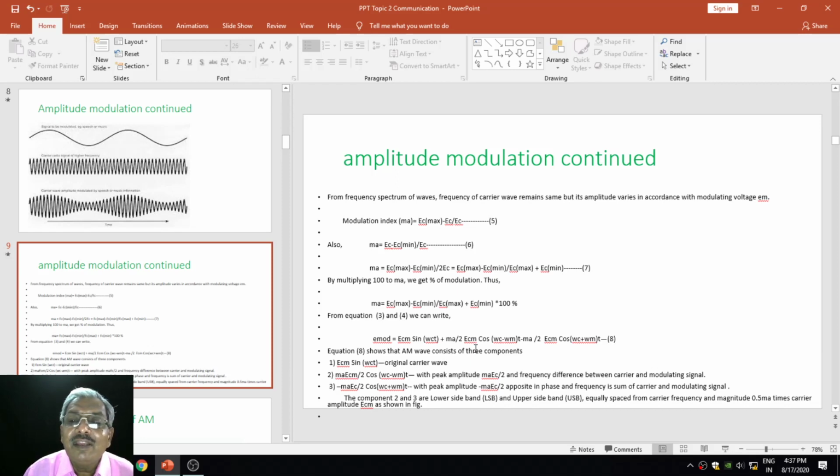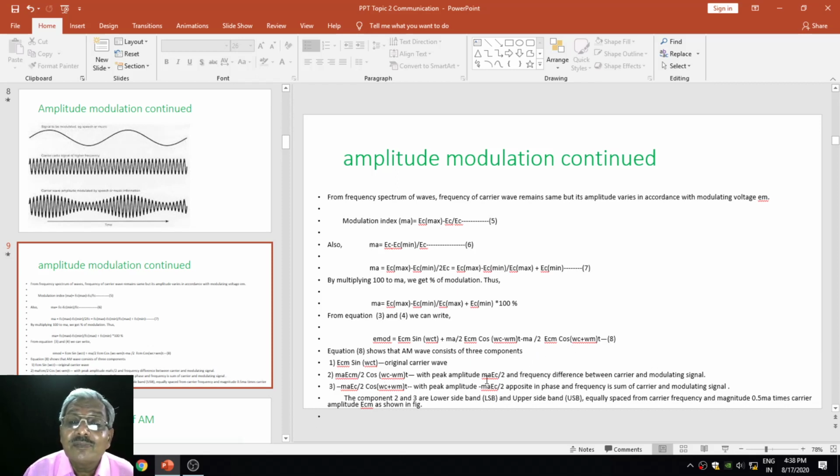Next term is MA into ECM upon 2 into cos of (omega c minus omega m) into t. This term has a peak amplitude of MA into EC by 2, and its frequency is the frequency difference between the carrier and modulating signal, that is omega c minus omega m.